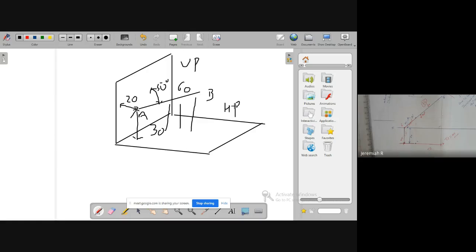What is the gap you will get? So top view will always be in front of VP. That is 20 mm gap. So front view will be above HP. That is 30 mm. Okay. So this problem, just do it.